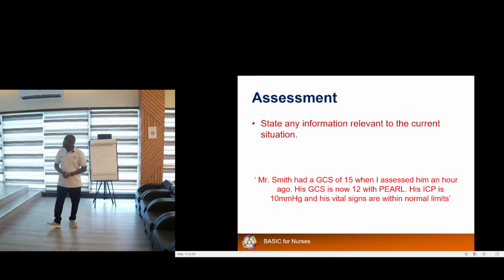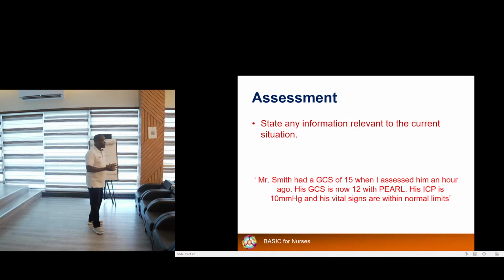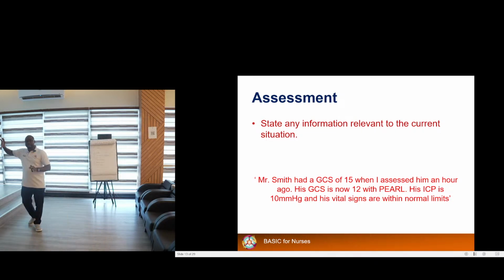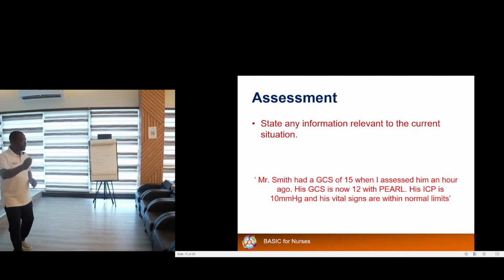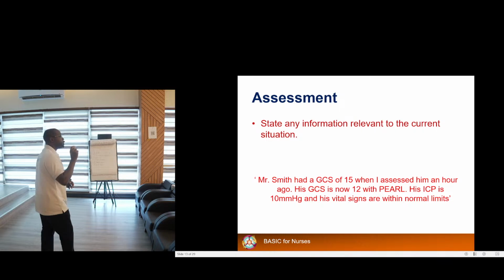Then assessment: state the information relevant to the current situation. What exactly has happened? The tube went out, and the person is now in cardiac arrest. Mr. Smith had a GCS of 15 when I assessed him an hour ago. His GCS now is 12. Pupils are equal, right and left. His ICP is 10 and his vital signs are within normal limits. By having this information, Dr. Asha, who is a neuro anesthesiologist, knows how much target he needs for ICP.